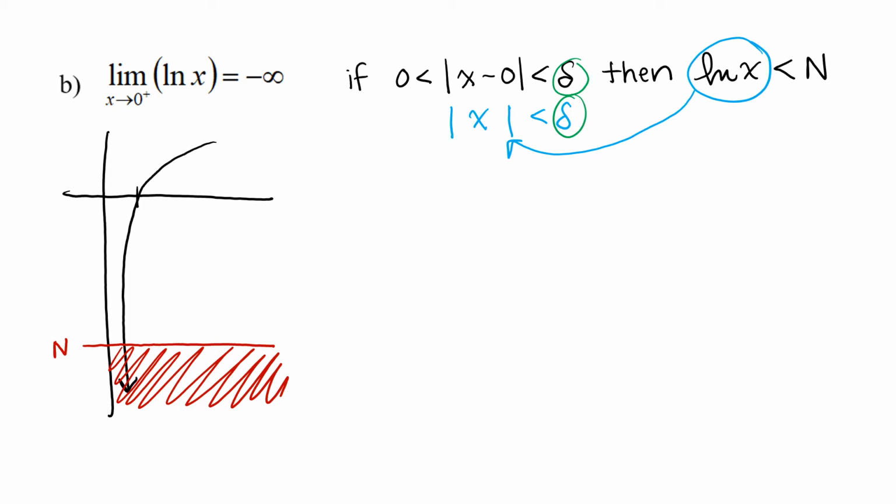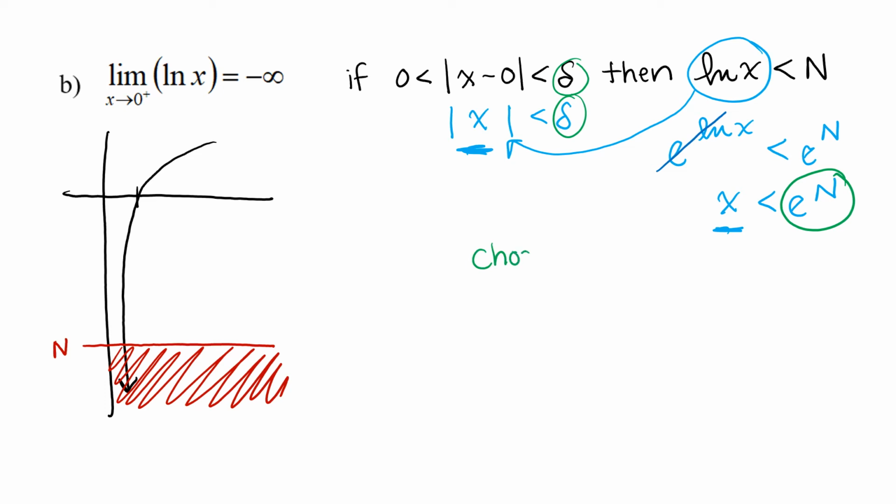So let's exponentiate that. So we have e to the natural log of x is less than e to the n. Since e and natural log are inverse operations, we have that x is less than e to the n. So we have that x that we were trying to get. So that means that we will choose delta is equal to e to the n.